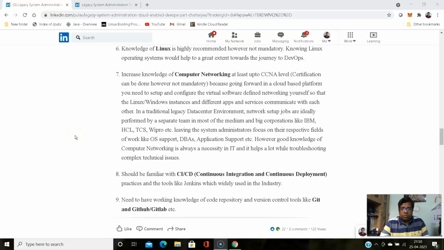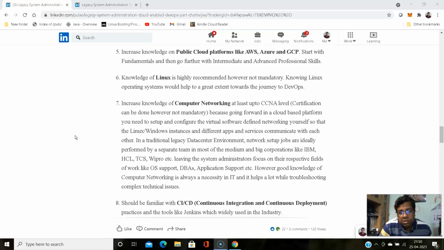Computer networking is one of the most important concepts one needs to learn. Even in the current setup you should know it, and in the cloud-enabled setup you have to know it in a much better way, because you need to set up the virtualized network over the cloud yourself. Your instances should communicate with each other, your services have to communicate between each other, and then you have to configure site-to-site VPN for connecting your on-premises data center with the cloud environment. You also need to configure direct connect between data centers, or between cloud and on-premises. You need to configure load balancers, application servers, and databases.